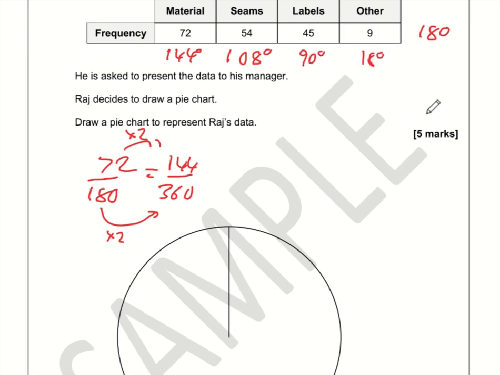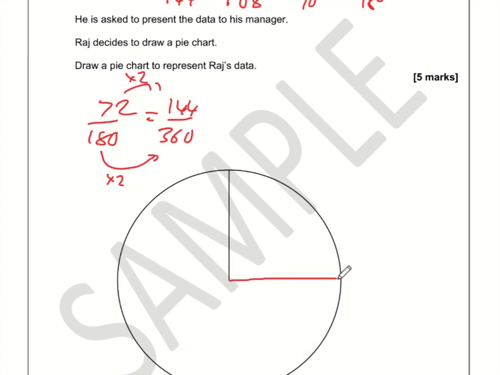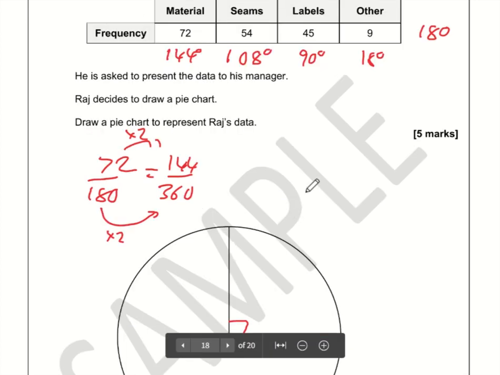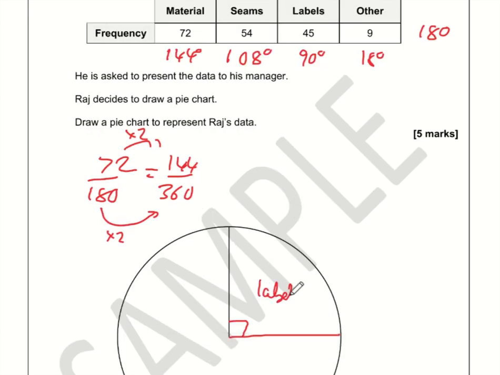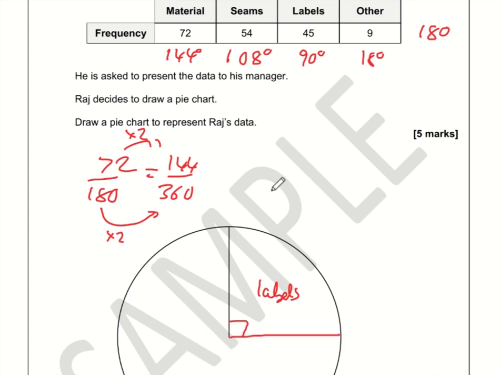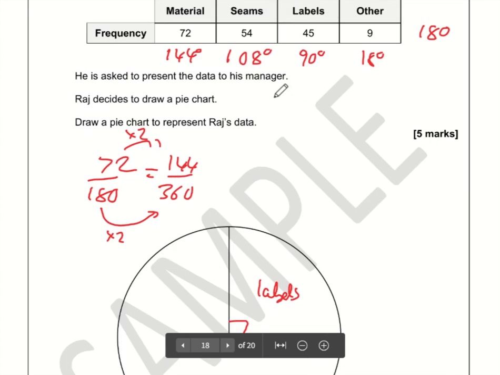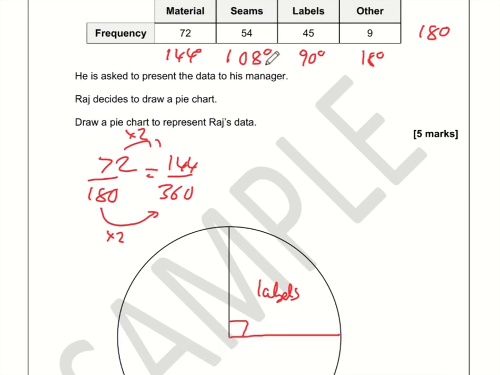Right, let's do labels first of all, because that's nice and easy. That is a right angle. There we go. So that is going to be labels. Now, of course, you should 100% be using a protractor for this. It's very difficult for me to demonstrate that on screen here, so I'm just going to be guessing. Like I say, this is not what you should be doing. So I'm going to do just whichever one seems easiest next.